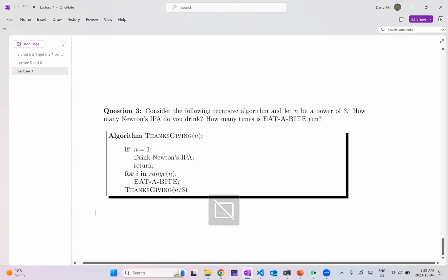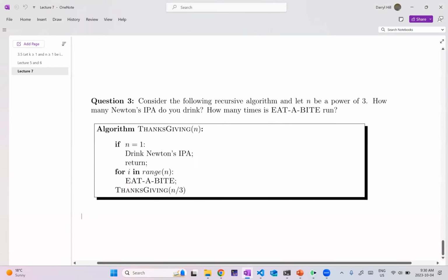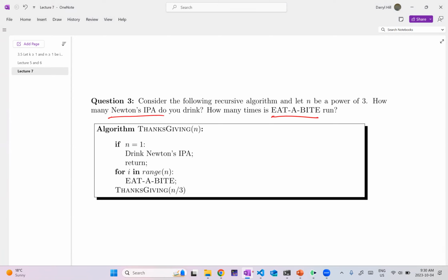But I do want to do this question because this relates to your assignment. There's a part on your assignment where there's basically a summation and a closed form. I give you the closed form, but I just want to show you how it works. So I have this algorithm called Thanksgiving, and I'm going to count the number of times eat a bite runs and also the number of Newton's IPA that I drink.